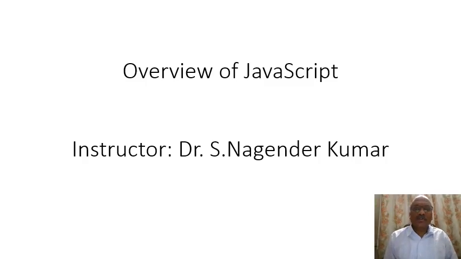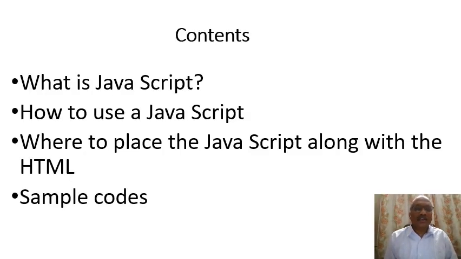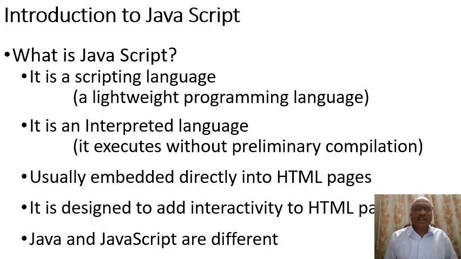Hi, in this session, we are going to see what JavaScript is, how to use JavaScript for our web development, and where we can place JavaScript along with the HTML code, with a few examples. Basically, JavaScript is a scripting language, meaning it's a lightweight programming language which helps us develop web pages for interactivity. It is also an interpreted language, meaning it executes without preliminary compilation.